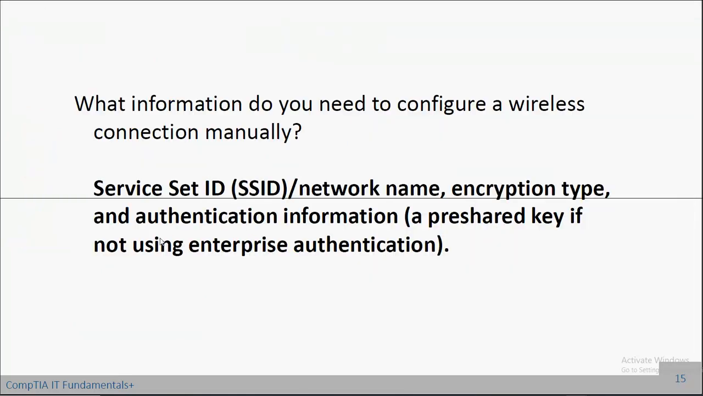So what information do you need to configure a wireless connection manually? Again, it's the SSID. It stands for the Service Set ID, which is the network name, basically. When you set this up, you also need to choose an encryption type and authentication information. And then you put your key, whatever that may be. Make sure that key is not that simple, so that if someone wants to break your network, it will not be easy for them to do.